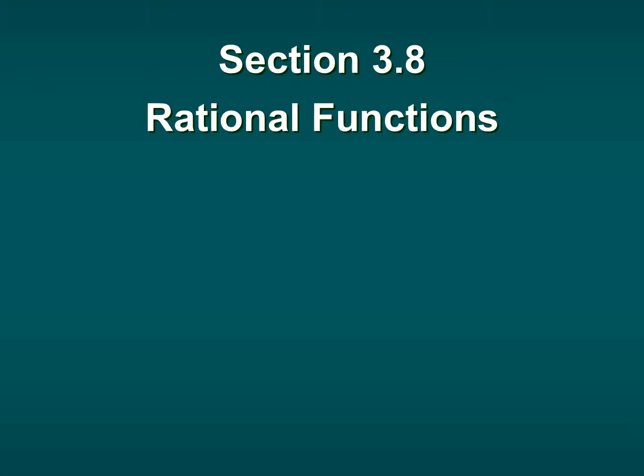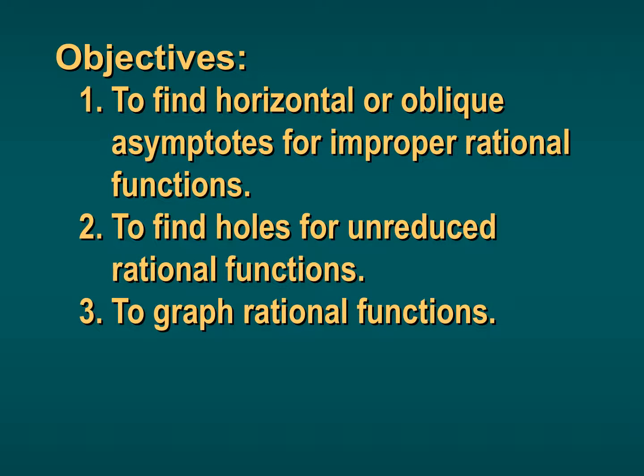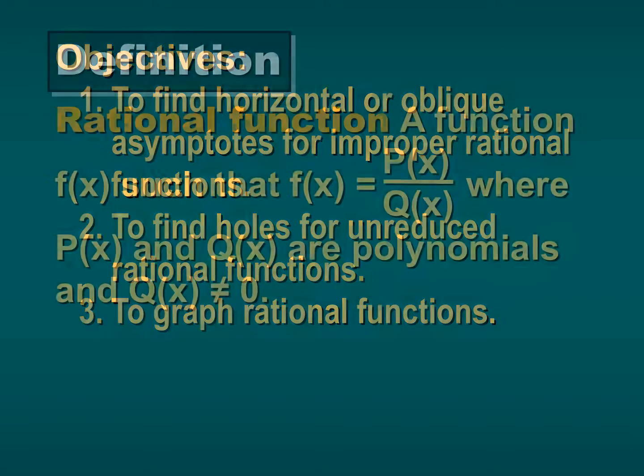Today we're going over section 3.8 in our BJU Press Pre-Calculus textbook. We're going to take a look at rational functions. We are going to figure out how to find horizontal and oblique asymptotes for these functions. And then we're going to find holes for unreduced rational functions. And then we're also going to learn how to graph them.